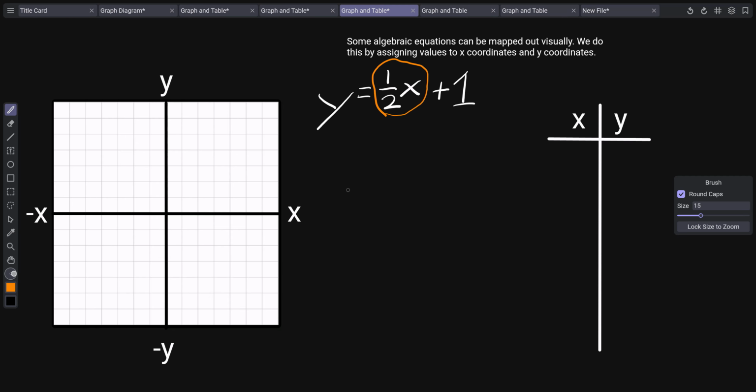So say if you were to substitute a number for x. Let's just use 3 for an example right now. So if you were trying to put this in your calculator, if you did 1 divided by 2 times 3, and you put that in, it's going to give you 1.5.